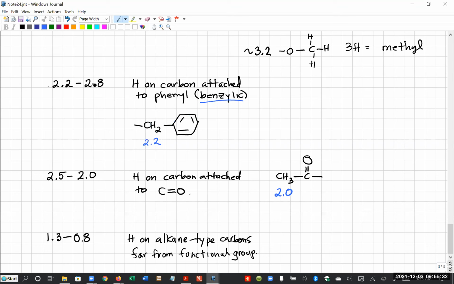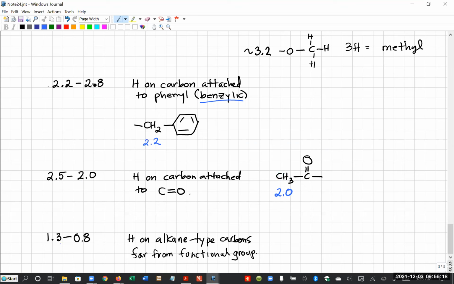The next region is actually relevant to our example. Between 2.5 and 2.0, notice that they overlap. These can also be hydrogens on carbons attached to a C double bond O. So in other words, look here, here's a methyl group. It's attached directly to the C double bond O. Notice the hydrogens are not on the carbon with this double bond O attached. They're on the carbon adjacent to it, okay? These hydrogens will then absorb in this region. The methyl one, for example, absorbing at the lower end at about 2.0. And if we had a methine, it'd be way up by 2.5.